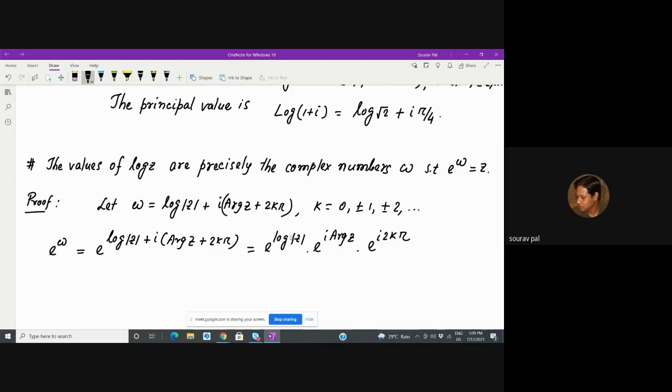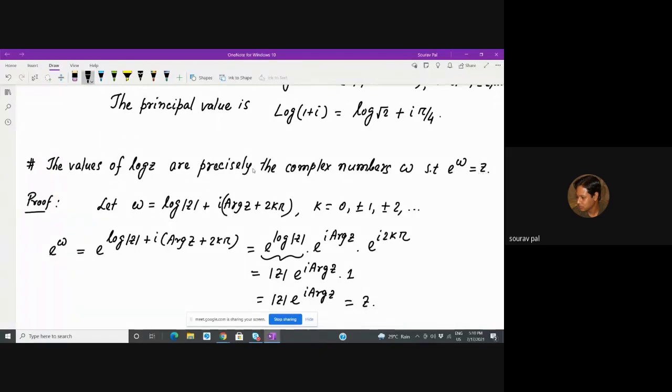And what is this quantity? This is the real logarithm, so e to the log mod z is precisely mod z. We know this from the real logarithm. And this quantity, e to the i 2k pi, is 1. So this is precisely mod z times e to the i arg z. Mod z is the modulus, so this is of the form r e to the i theta, which is precisely the complex number z. So if W is of this form, then the equation e to the W equal to z is satisfied.